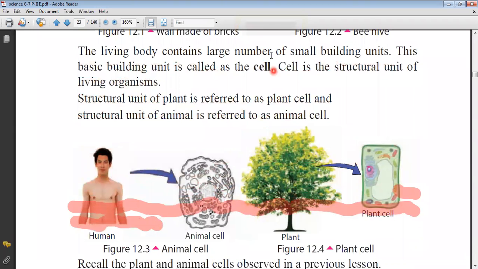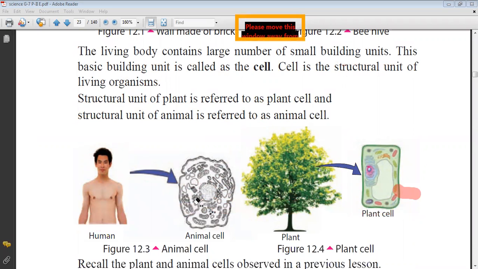This is the structural unit of an animal or a human. It's referred to as an animal cell. This is the structural unit of a plant, and it is referred to as a plant cell.